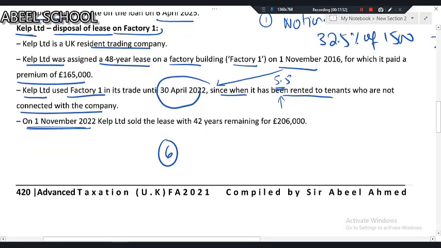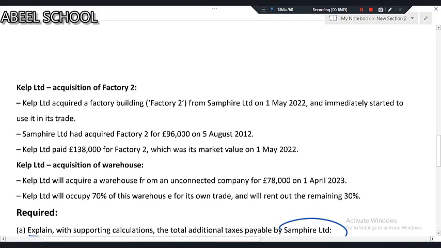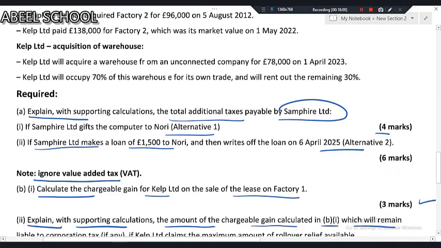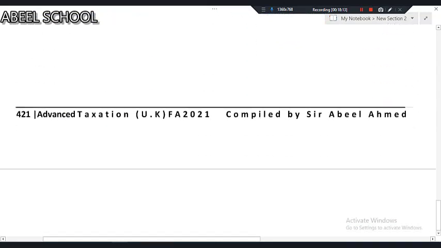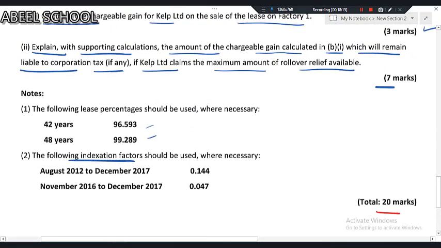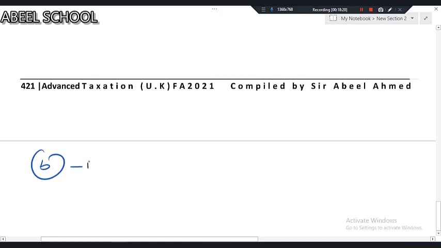Okay. Now what else? Sale proceed is 2,06,000. Remaining time period is 42 years. Now let us simply calculate the chargeable gain. Very easily we can calculate the chargeable gain. They have given us the lease percentages. 42 years at the time of disposal. Initially it was 48 years, and the premium paid was 1,65,000. So let me just quickly show you the calculation of B1.